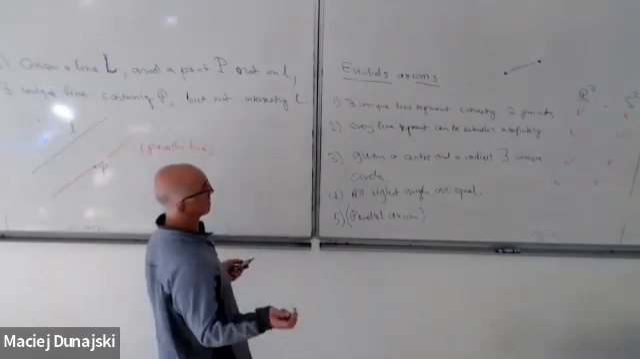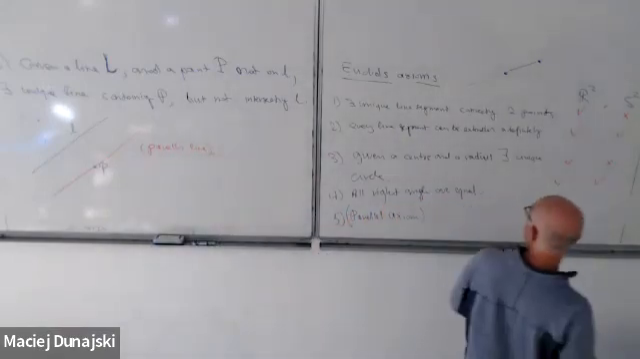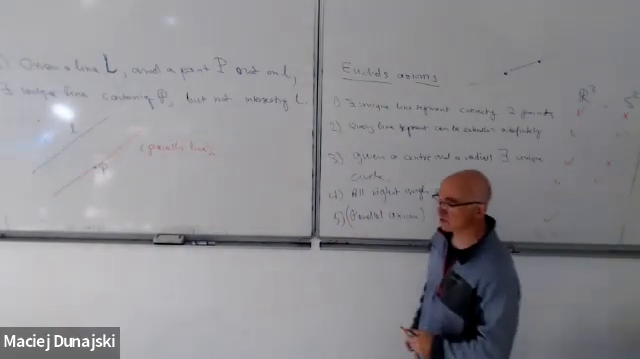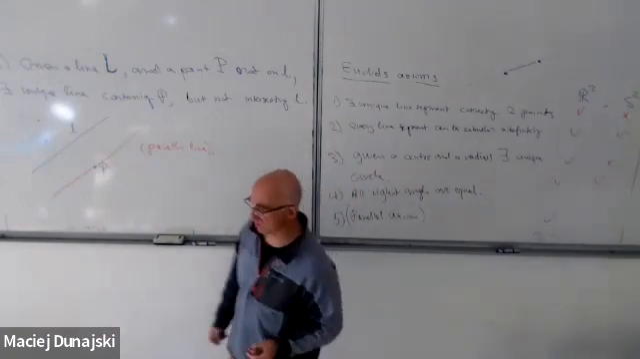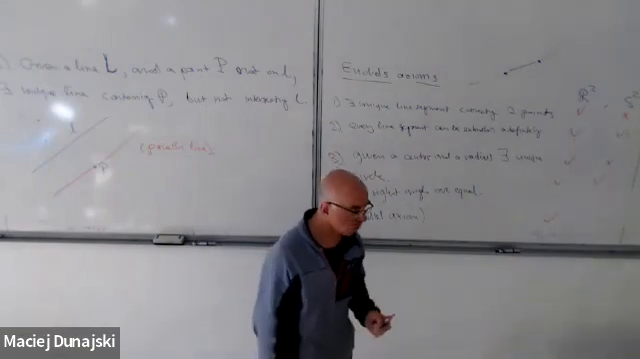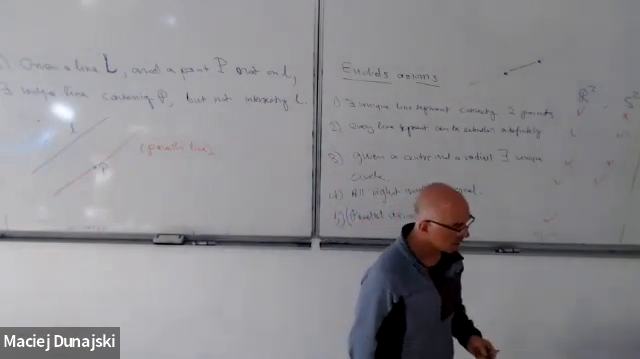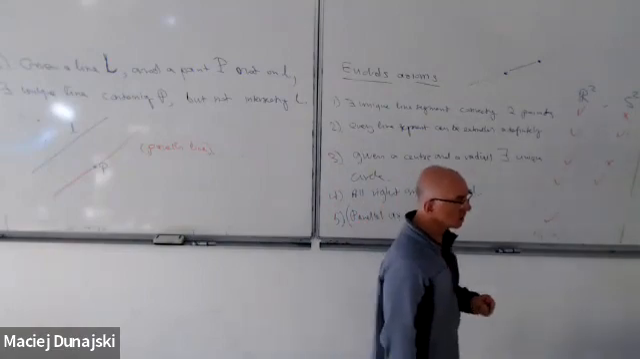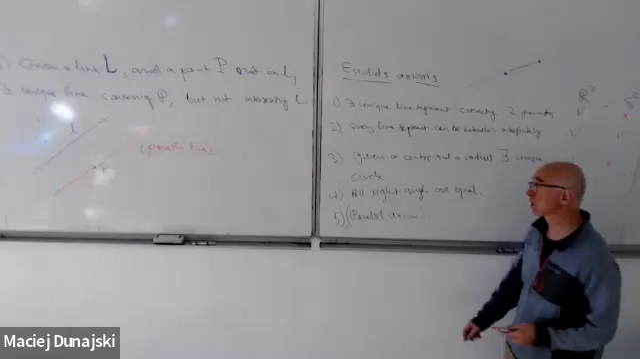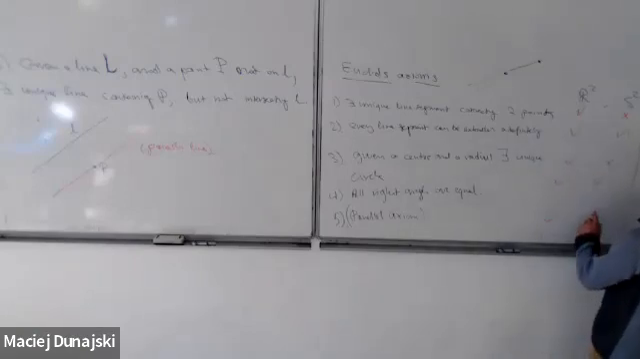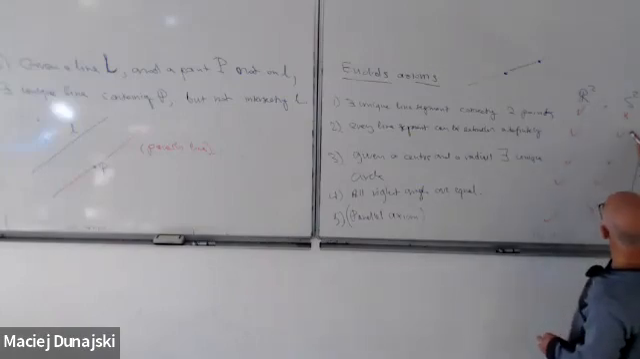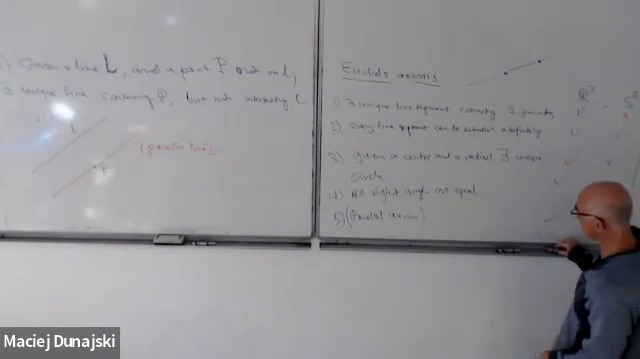Well, this holds on the plane. But it doesn't hold on the sphere, because if I give you a line, which is this great circle, and a point not on this great circle, then all great circles through your point will intersect the first great circle at 2 points. So a sphere only satisfies 2 of the Euclid axioms.